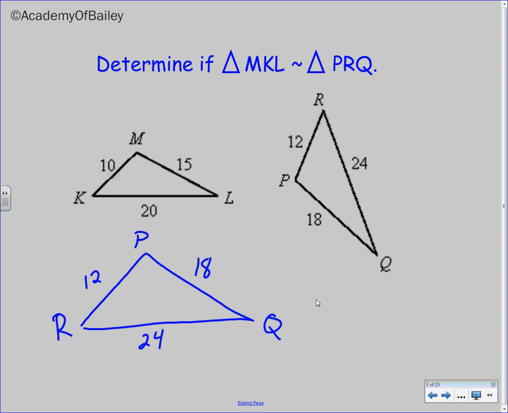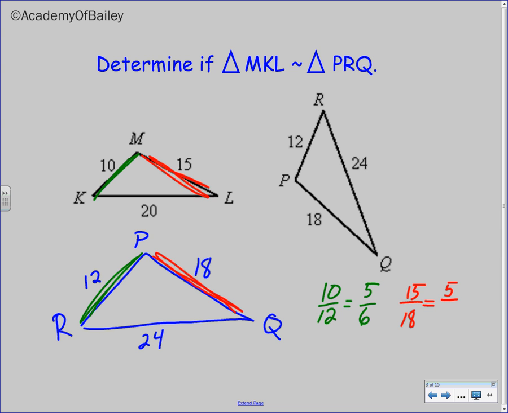Okay, I'm looking at KM and RP. It's 10 over 12, which, dividing the top by 2, I'm getting 5, and dividing the bottom by 2, I'm getting 6. Let's look at ML and PQ. ML is 15, PQ is 18. Divide each one by 3. 15 divided by 3 will give you 5. 18 divided by 3 will give you 6.